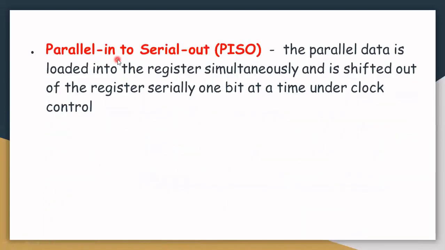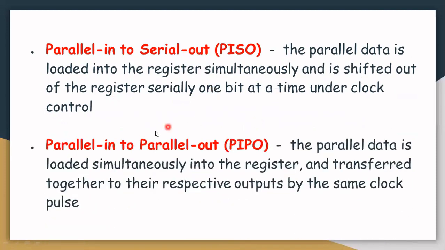Next, parallel in, serial out. The parallel data is loaded into the register simultaneously. Parallel means simultaneously. And it is shifted out of the register serially, that means 1 by 1 under clock control. And the last one is parallel in, parallel out. The parallel data is loaded simultaneously into the register and transferred together to their respective outputs by the same clock. So, parallel in, parallel out. Simultaneously, we can enter data and we can get data simultaneously.